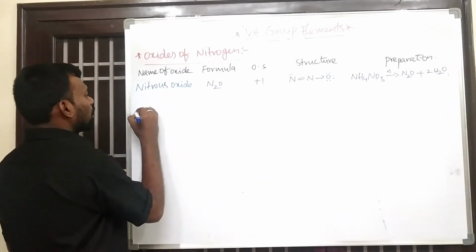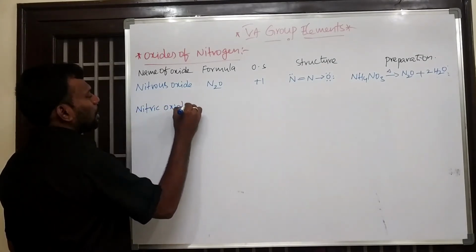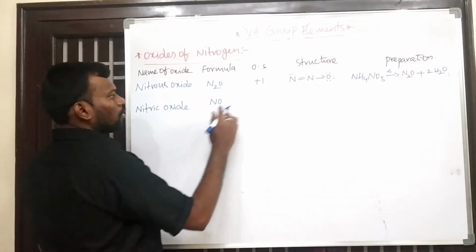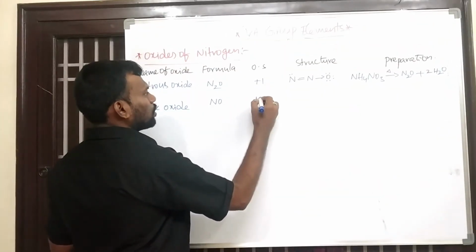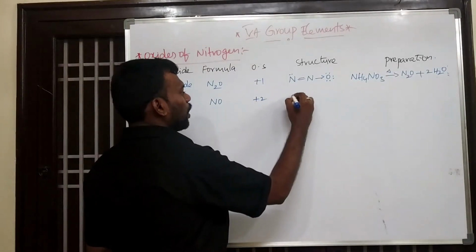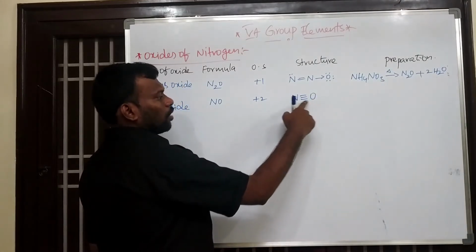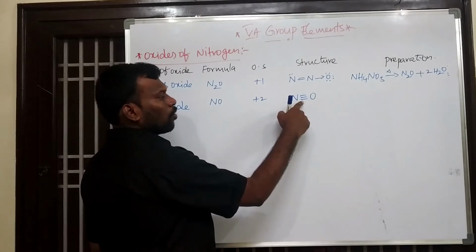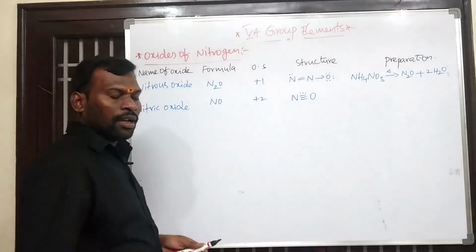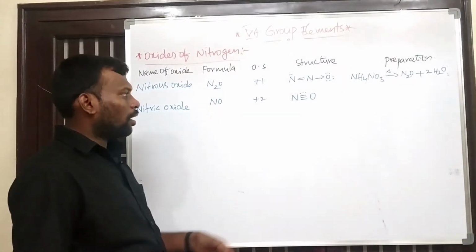Next one is nitric oxide. The representation of nitric oxide is NO. In NO, the oxidation state of nitrogen is +2, and the structure of NO is nitrogen triple bond oxygen. So between nitrogen and oxygen we have the triple bond. In that, one bond is made by 3 electrons, then it is called an odd electron bond.